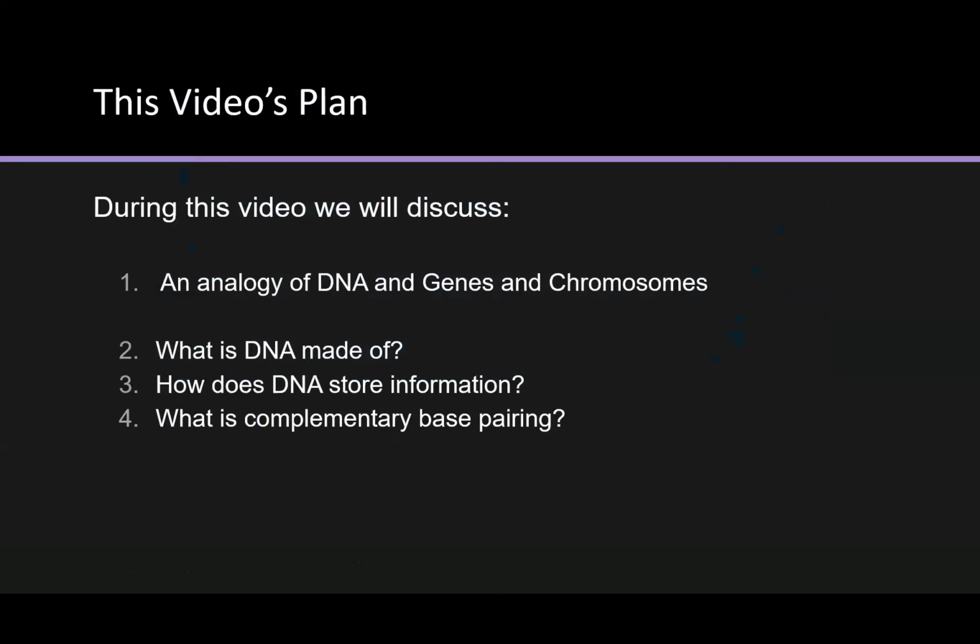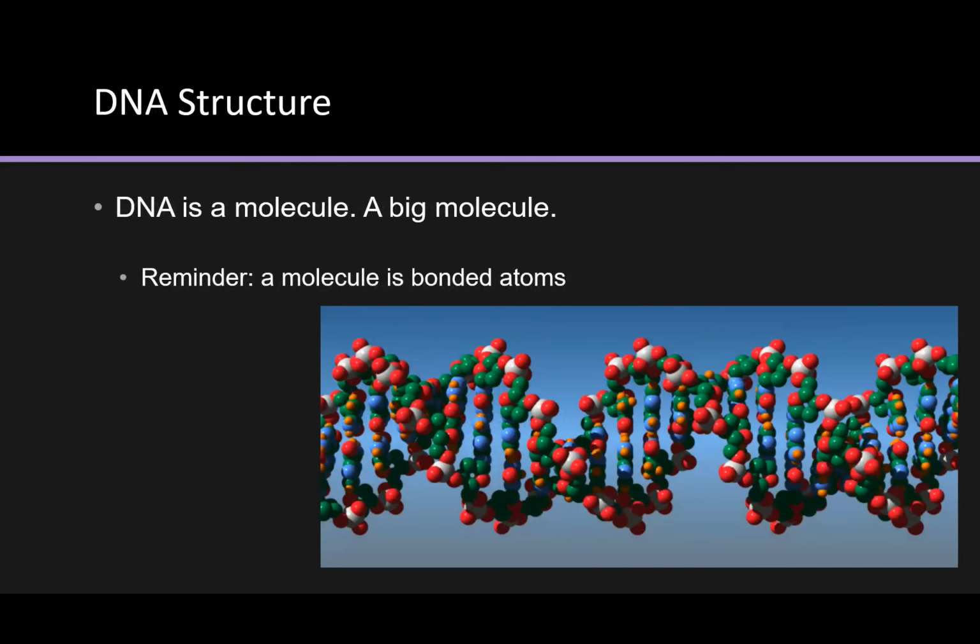Okay, so in this video we are going to have a quick reminder of the cookbook analogy of DNA. Then we're going to do a bit of a deep dive. We're going to see more detailed information about what DNA is made of, what those individual parts that we were looking at in the last video are, how DNA stores information, and what complementary base pairing is. So three things we're going to dive into after our analogy.